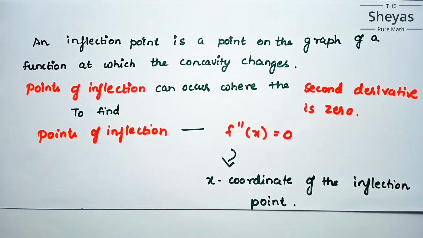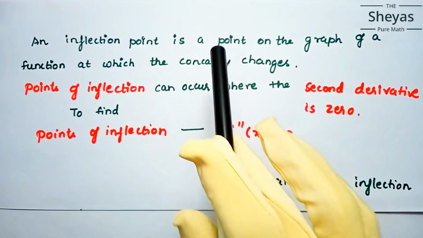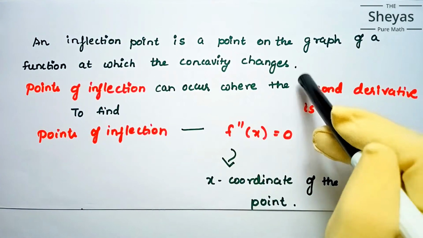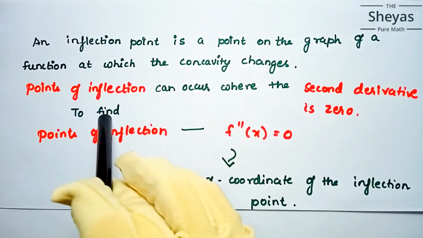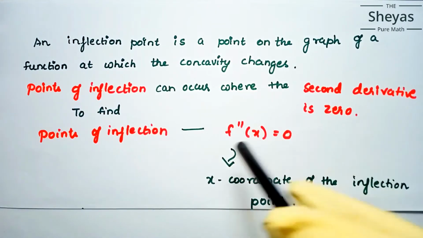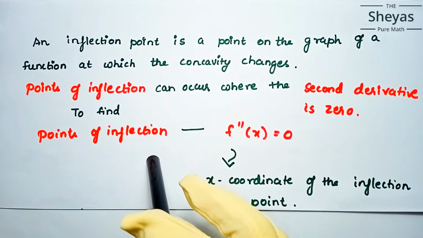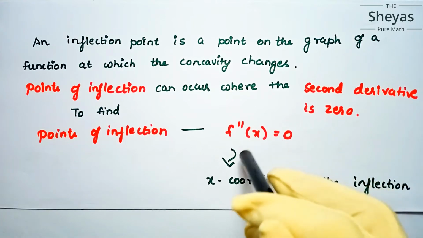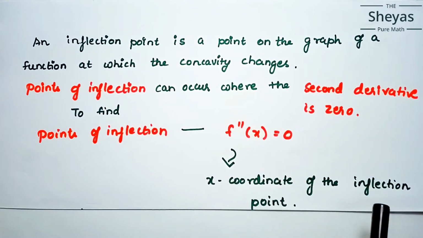So before solving the problem, we have to understand some of the points. An inflection point is a point on the graph of a function at which the concavity changes. So we have seen these things in the graph. Points of inflection can occur where the second derivative is 0. So to find points of inflection, what you have to do is put the second derivative equal to 0, and that x value will be the x coordinate of the inflection point. You will clearly understand when solving the problem.